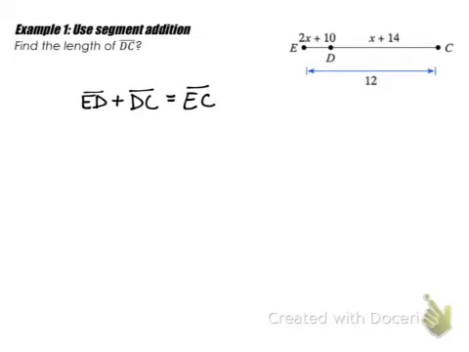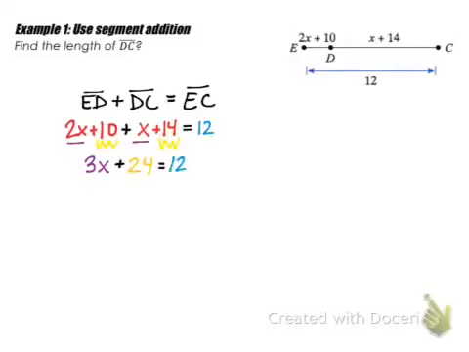Okay, so now we substitute what we know. ED is 2x plus 10. The length of DC is x plus 14. And then EC is the entire length of the segment, so we put 12 in for that. Okay, so we can combine like terms. We have 2x plus x, that gives us 3x. 10 plus 14, that gives us 24. And that should equal 12.